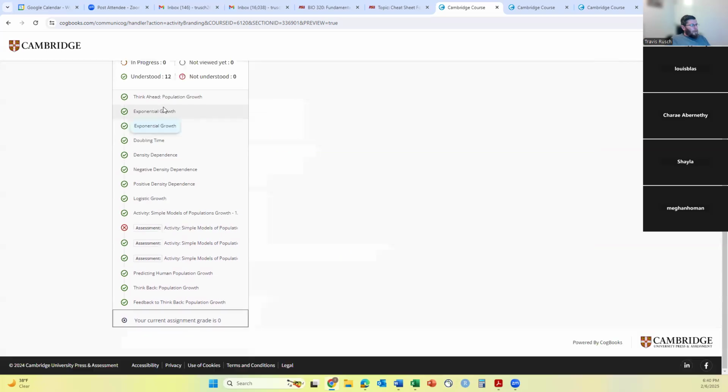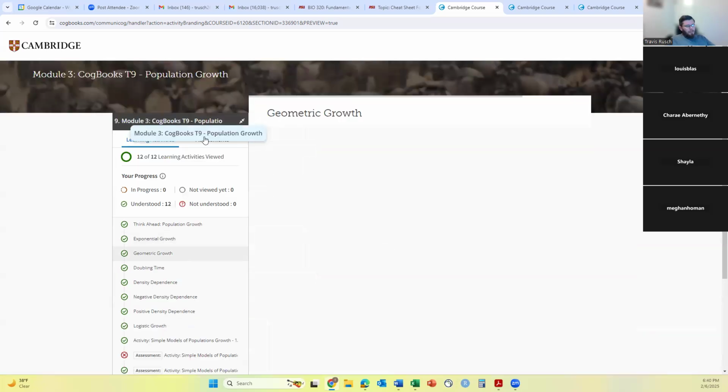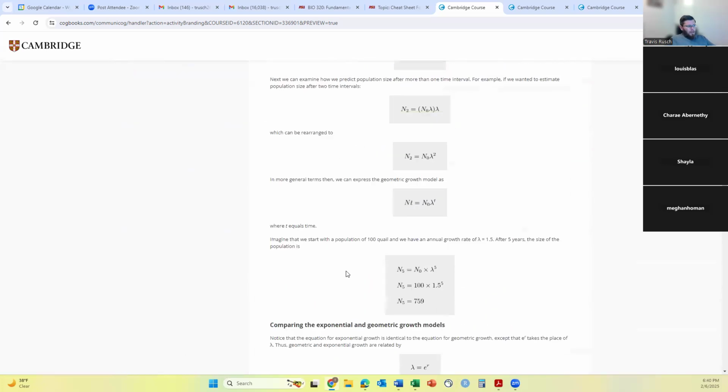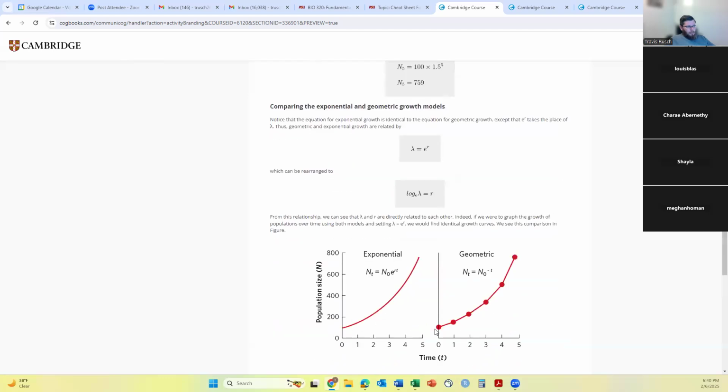Okay. And then we have the geometric growth model, which is kind of similar, but what's different about it? If we look at the figure, this is exponential and this is geometric. They look pretty similar, but we have some dots on the geometric. What do those dots represent? It's comparing population growth at what? Specific times. Yeah, regular time intervals, exactly.